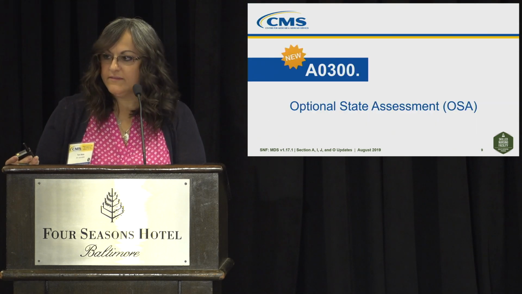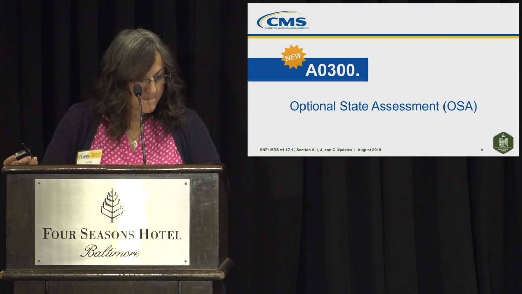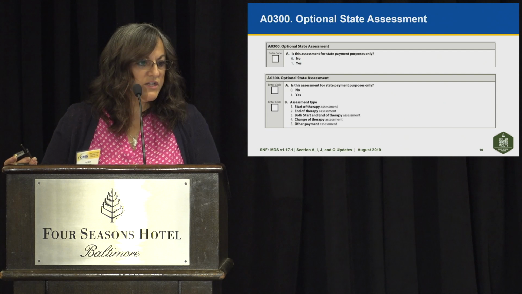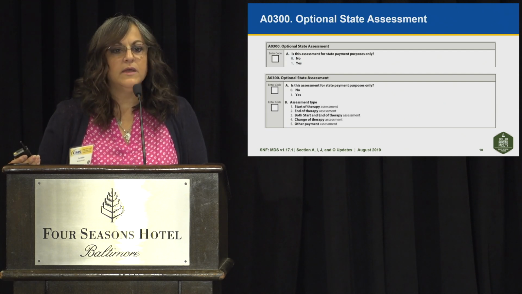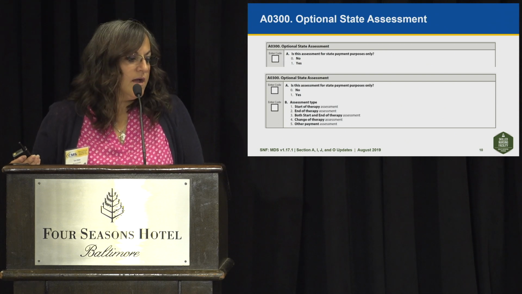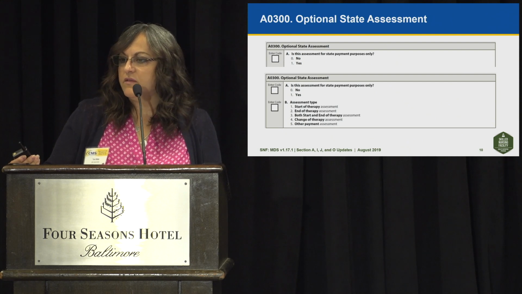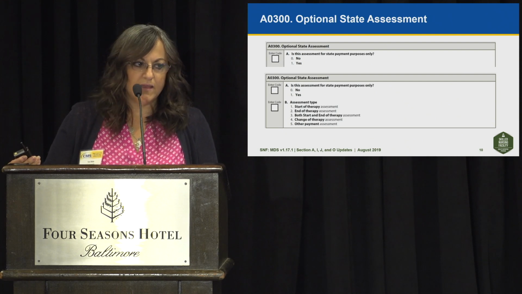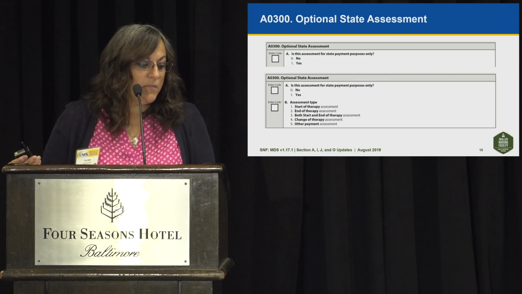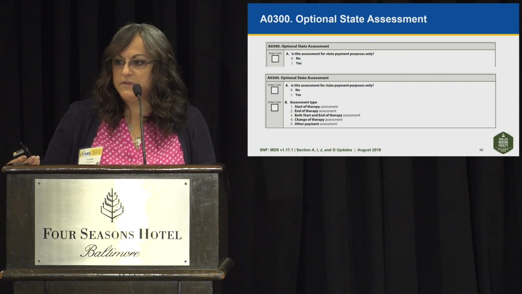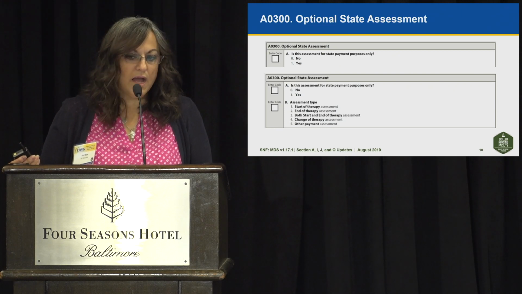So the next item is A0300, and that is the optional state assessment. This slide shows you the two different item set snapshots. If you remember from yesterday morning's presentation, the top snapshot of A0300 is what you'll see on every other item set except the OSA. The second snapshot on that slide, the bigger one, allows you to identify the type of assessment that you are completing for the state. So you'll only see that item on the OSA.